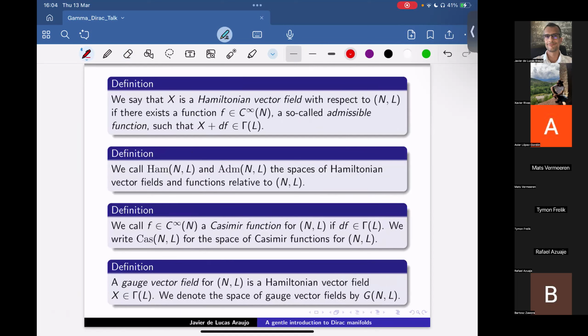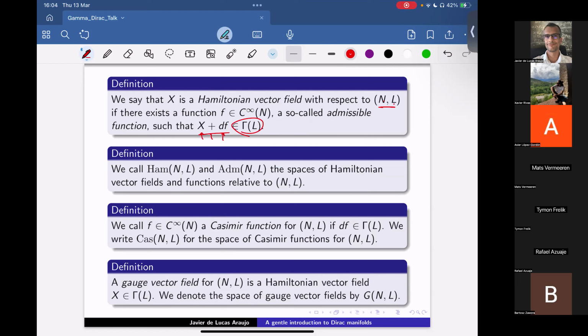I'm past the time, but let me tell you a couple of things more formally. I will explain how Hamiltonian vector fields, Casimir functions, and gauge vector fields are defined. In Dirac geometry, when you have a Dirac structure with a subbundle, a function is called admissible relative to this Dirac manifold if the vector field plus the differential belongs to the space of sections of the Dirac structure.